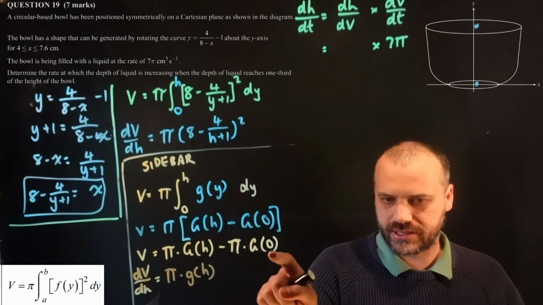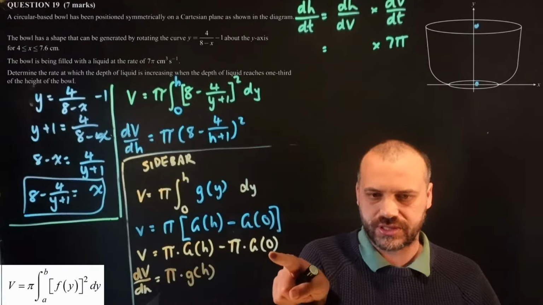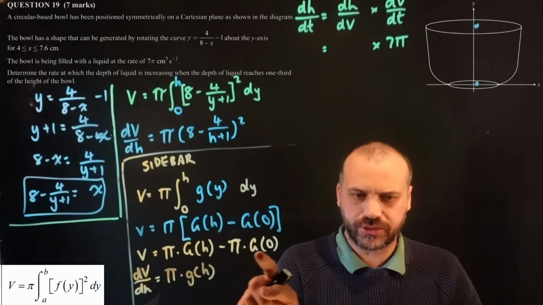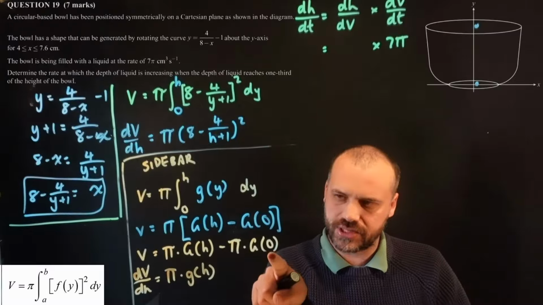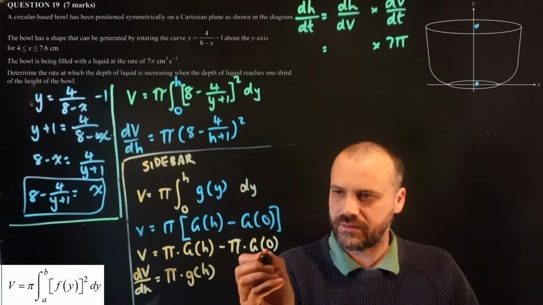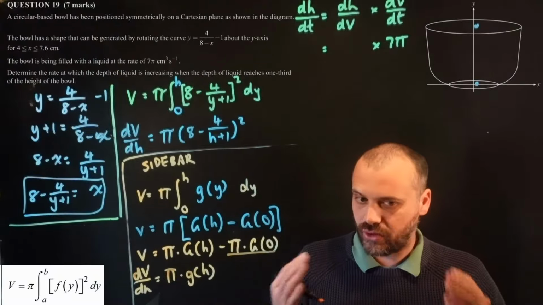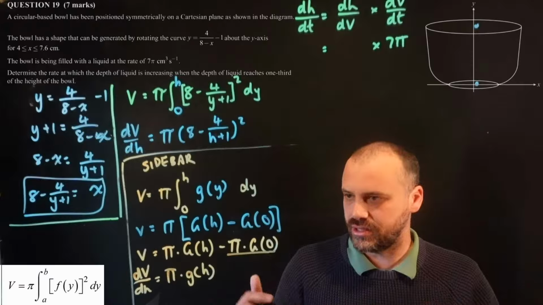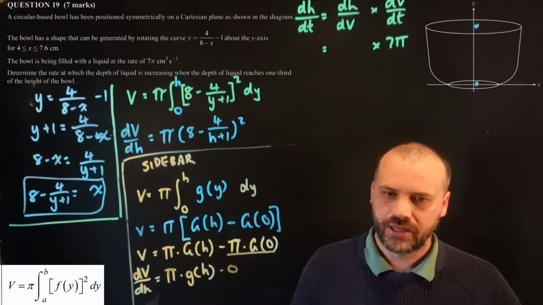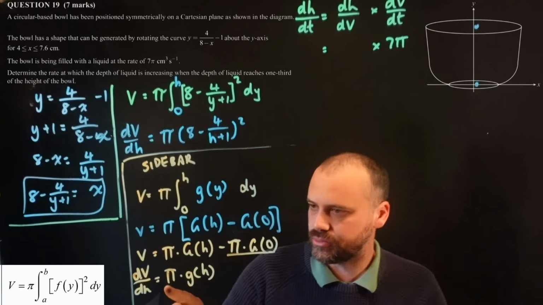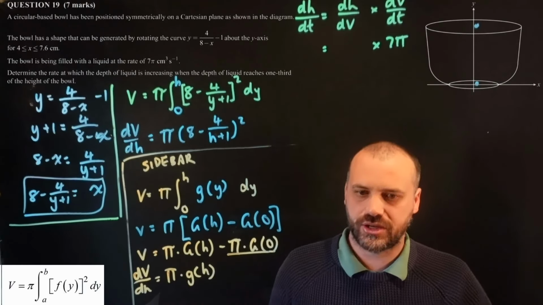And then what about this? Well, G of 0, that's not a function anymore. That's an actual number, right? If you sub the number 0 into G, this is a number, which means all of this is a number. And the derivative of a number is 0. Boop. So we end up with dV/dh equals π lowercase g of h.